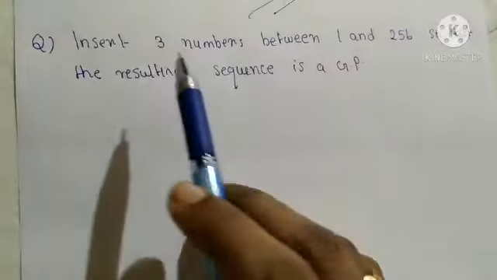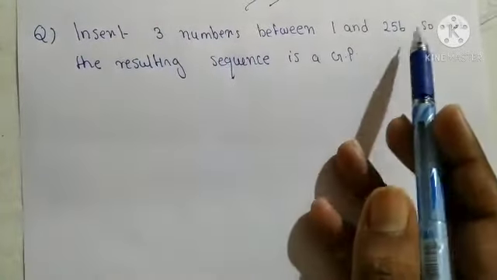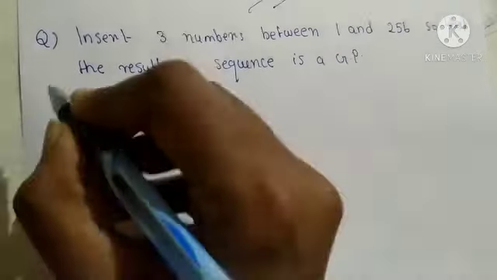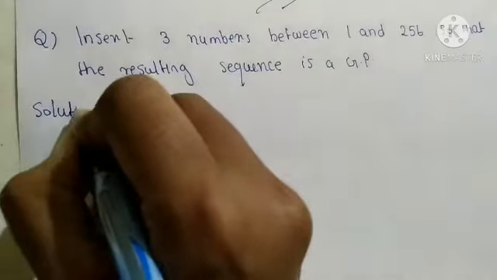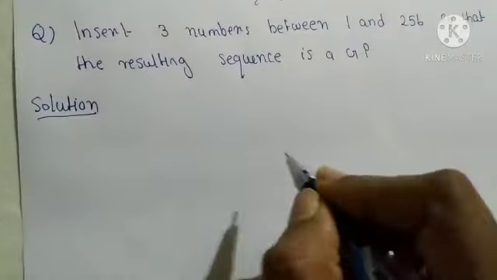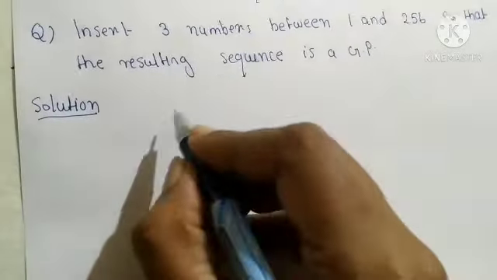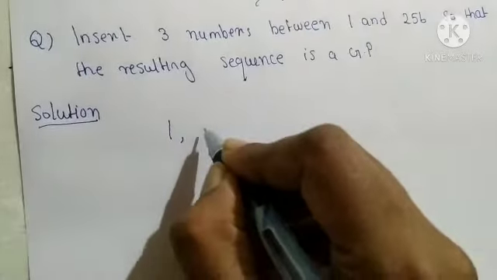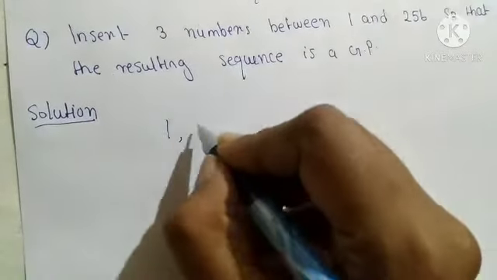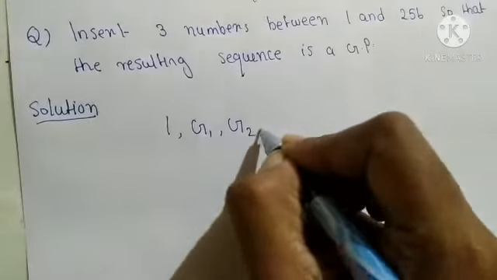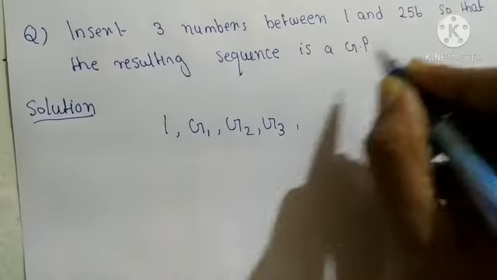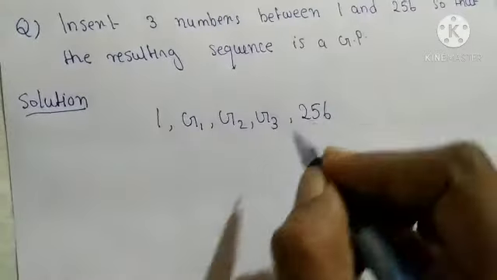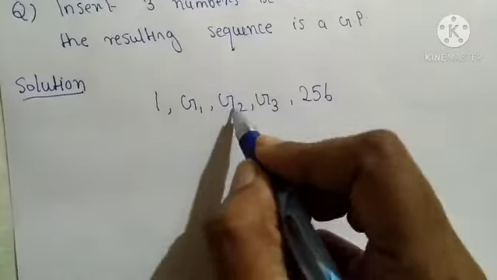This is our next question. Insert 3 numbers between 1 and 256 so that the resulting sequence is a GP. Okay. So let's start the solution of this question. Inserting 3 numbers between 1 and 256. So here 1, this is G1, G2, G3. Inserting 3 numbers between 1 and 256, we get a total of 1, 2, 3, 4, 5 numbers.